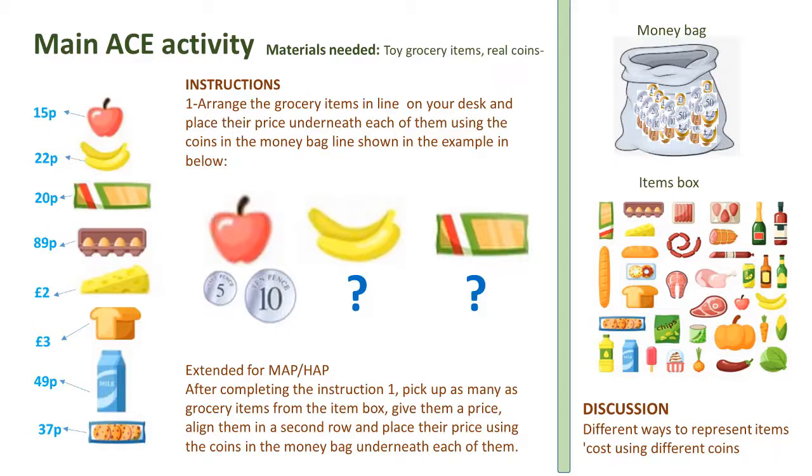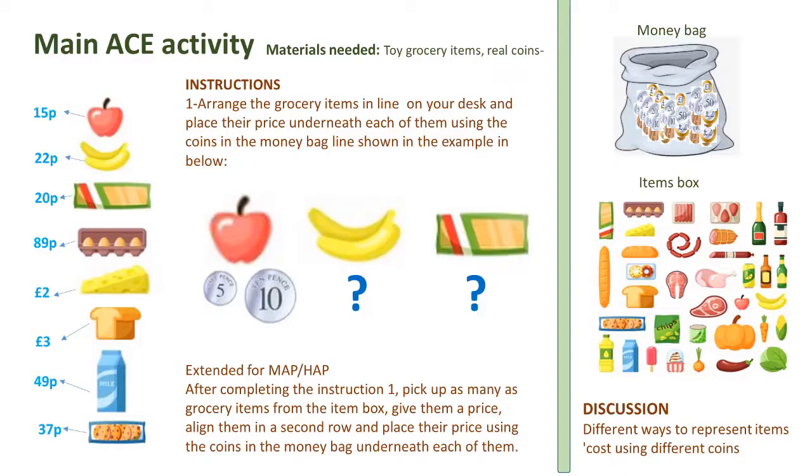For the more able children, they will be asked to create another row with the choice of item selected from the toy box. They will give each item a price of their choice and represent the price in coins underneath each item, as done previously with the first row. Assistance will be given if required. The activity will lead to a discussion and demonstration of different ways to represent the same amount using different coins.